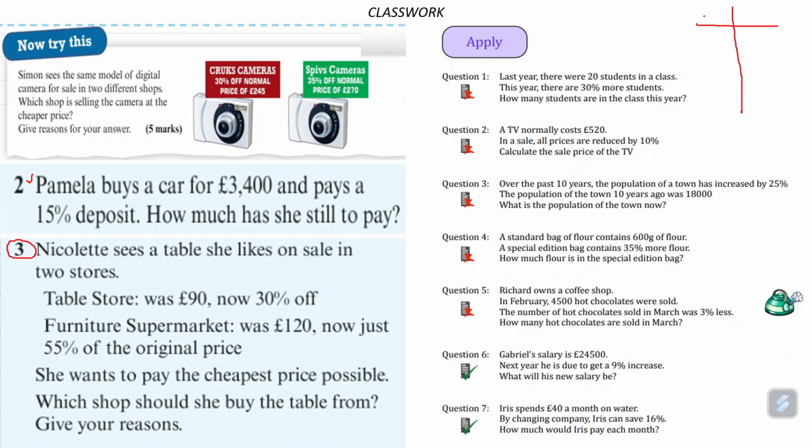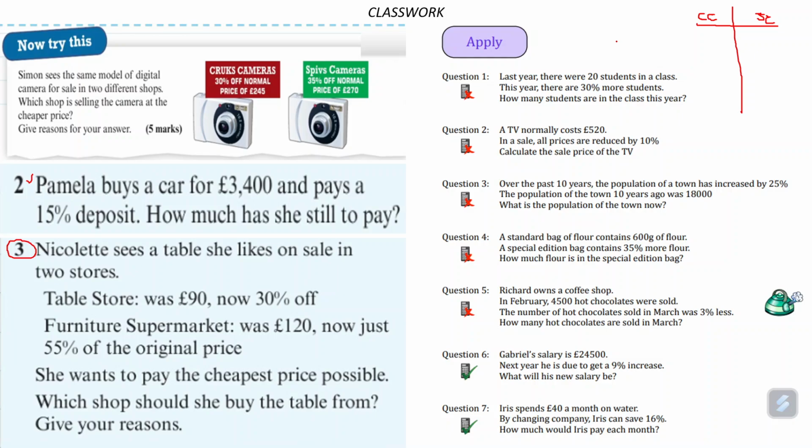So this is Cross Camera. We can abbreviate it to CC, and we have Space Camera. So we can call that PC. So for Cross Camera, we said 30% off the normal price of £245. Remember, we are trying to see which shop will sell the camera cheaper.